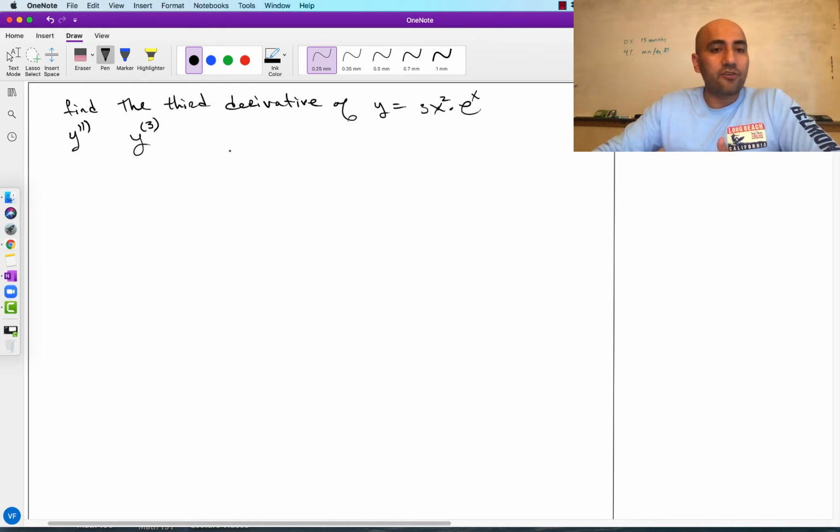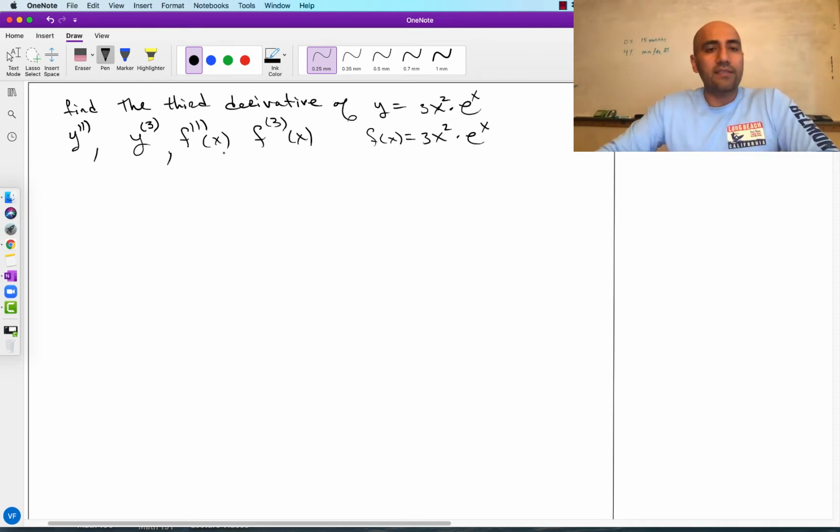If we go back to function notation, that's also very popular. Let's go back to rewriting this as f of x equals 3x squared times e to the x. You can always do that even if it wasn't presented that way. And then, of course, we can say that this is the third derivative of f of x. Or, again, using that little notation, we could say f superscript 3 of x. Okay, so just getting used to the various ways in which they can ask you to find derivatives.